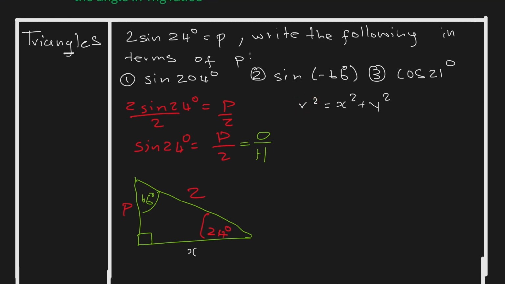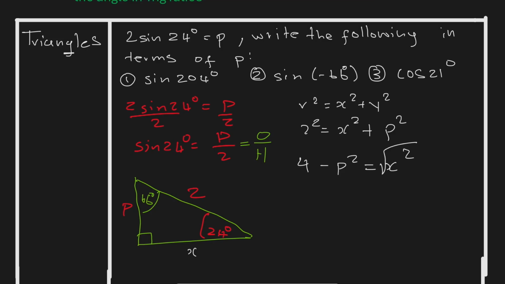So we're going to say now we have 2 squared equals 2, and x is what we're looking for. And then y, we can write it as p squared. So 2 to the power of 2 is the same thing as 4. If you transpose the p squared to the other side, we're going to have 4 minus p squared, and this is going to be equivalent to x squared.